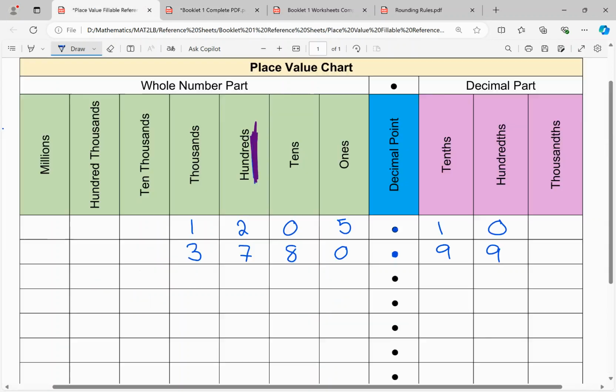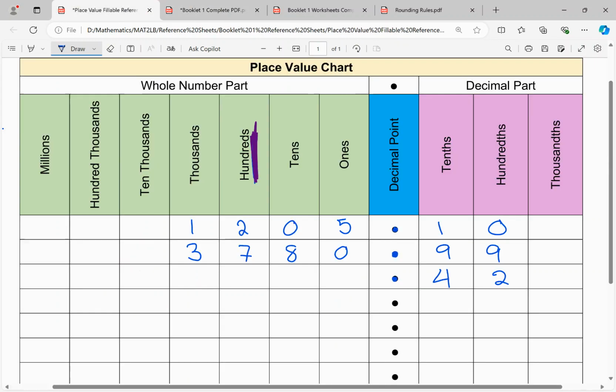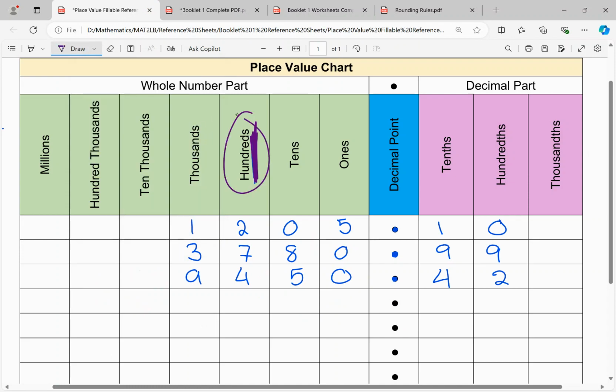0.42. Let's write that first. And then before the decimal is 9450, so that each spot has its own number. Since we're rounding to the hundreds, I know that it is the 4 which I am rounding because that is in the hundreds place.